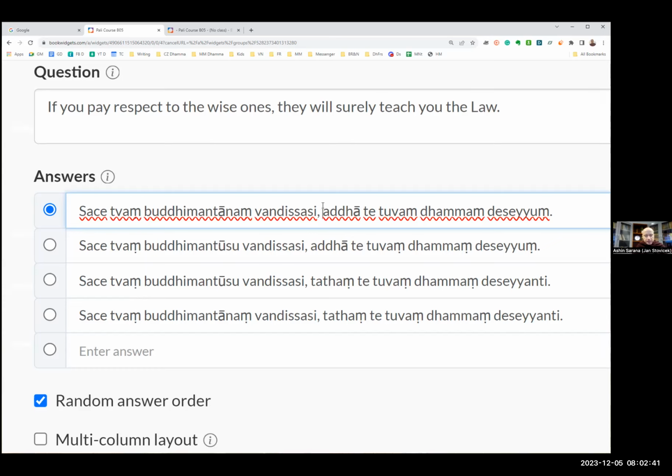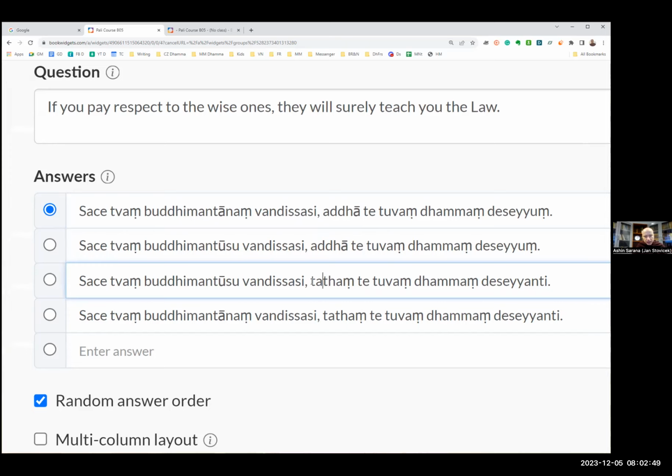But this sasi, adha or tathang. So adha means for sure. Tathang means tatha, it's like there, I think. Tatha or so. Te tuvan dhammang deseyung or deseyanti. So because they will surely teach you the law.